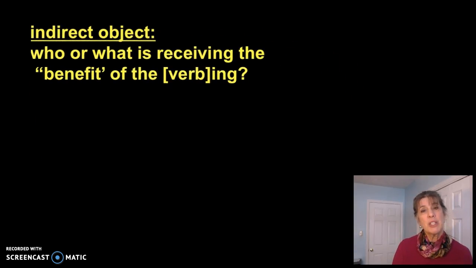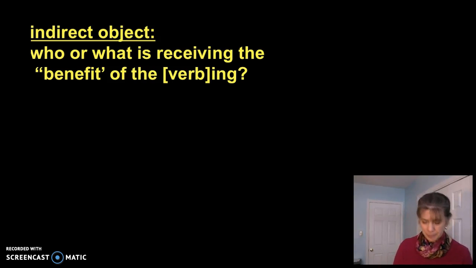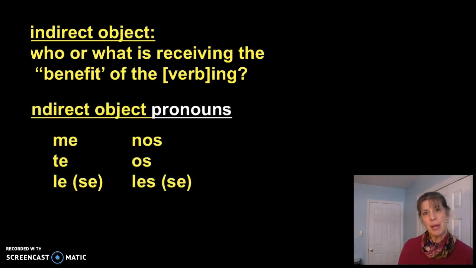Let's look at definitions for indirect object pronouns. This will work, I don't know, 85% of the time. Who or what is receiving the benefit of the verbing? So if I'm throwing a soccer ball to a goalie, who or what is being thrown, the direct object, is still the ball. Who or what is receiving the benefit of the throwing of the ball, that's going to be the goalie.